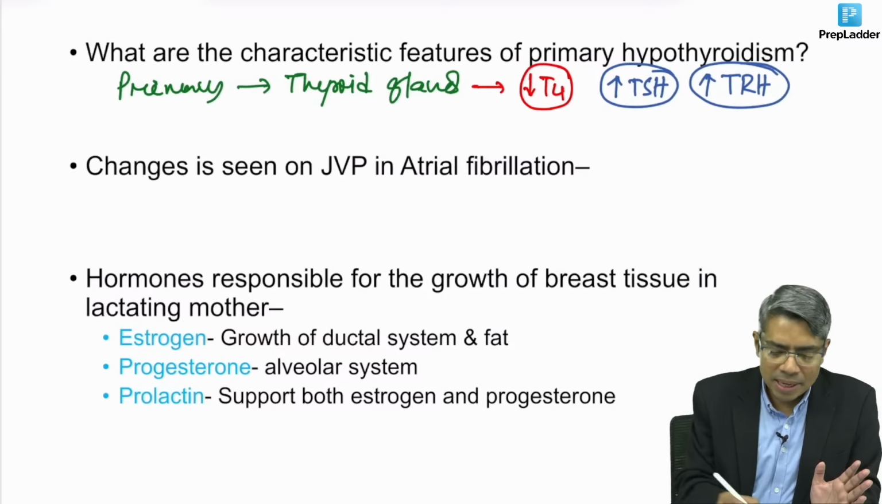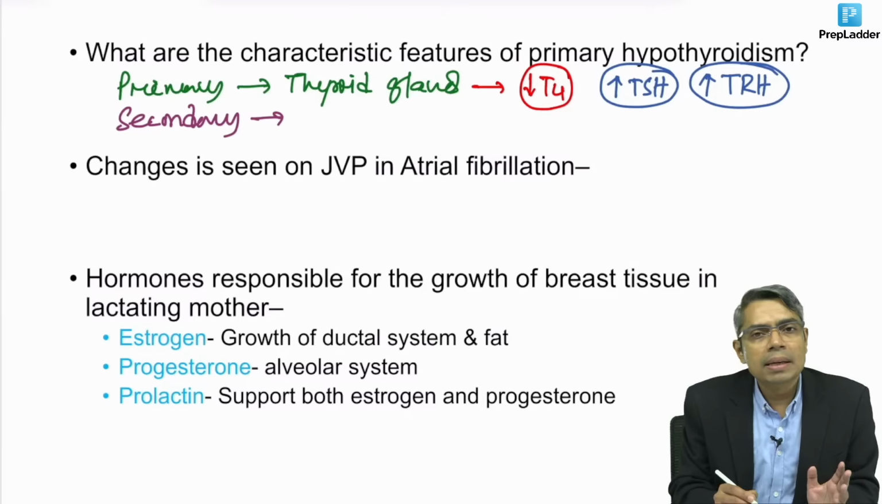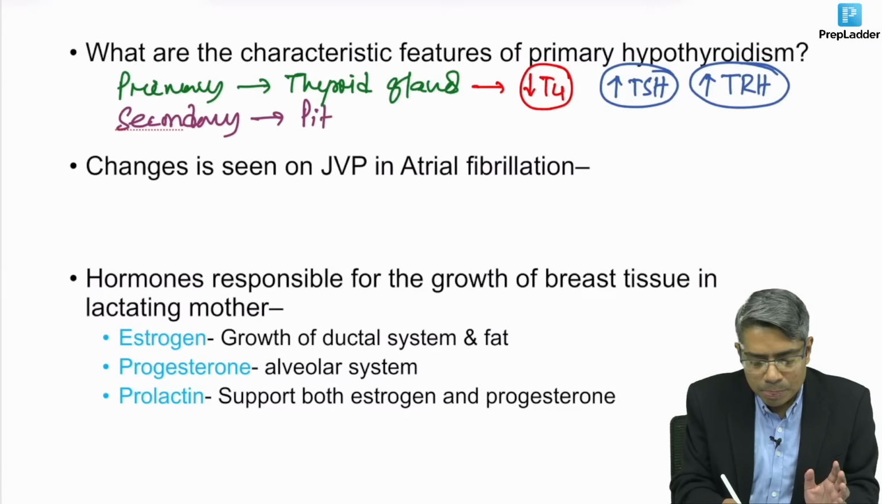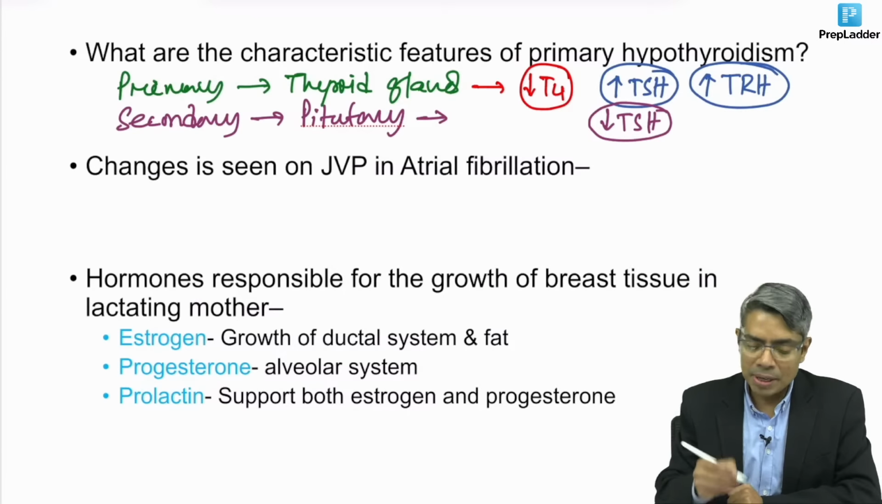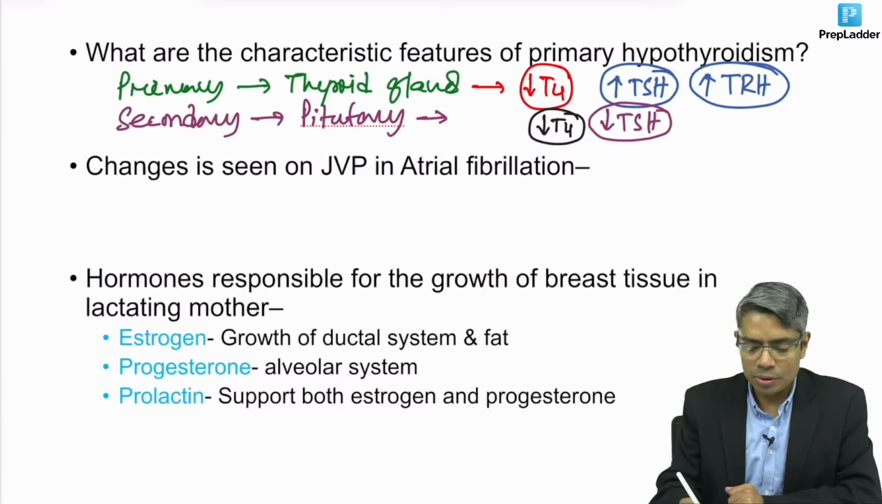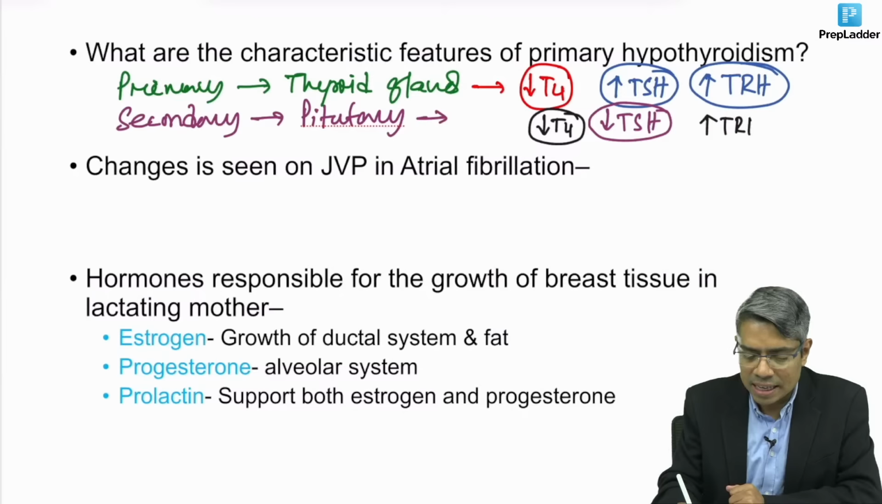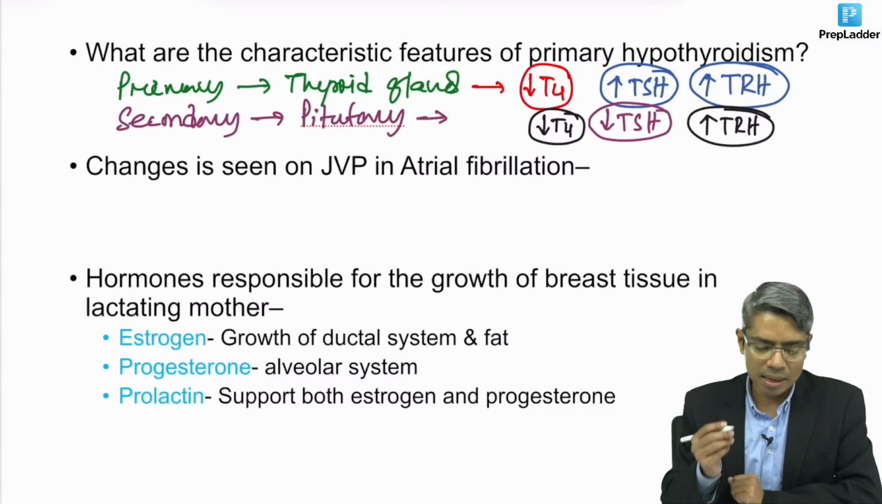But whenever I say secondary hypothyroidism, then the problem is at the level of the pituitary gland. If the pituitary gland is the problem, TSH secretion will be decreased first. Because TSH is reduced, T4 has to be reduced because stimulation is not there. But if T4 is reduced, the negative feedback effect on TRH will be lost. So in this case the TRH will be increased. This is a typical feature of secondary hypothyroidism.